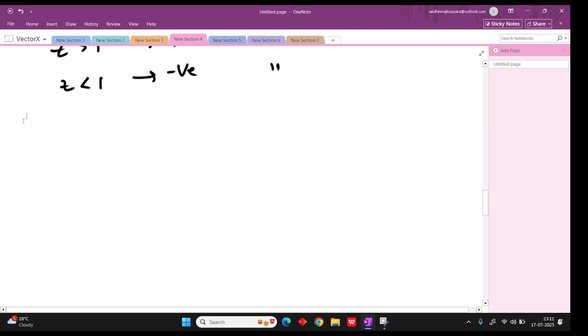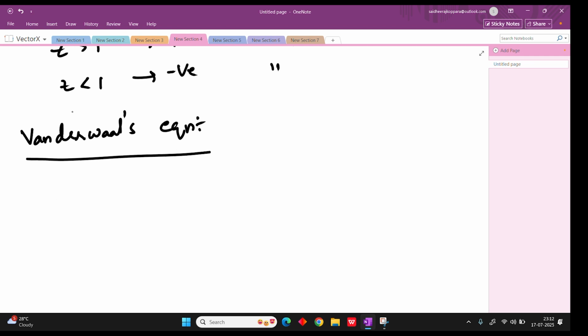Next thing is about the van der Waals equation. What's this van der Waals equation? He just gave the equation for real gases. Most of the scientists tried to give a good equation for the real gas, in which the van der Waals equation is the one that came nearest to giving an equation which is mostly satisfied.